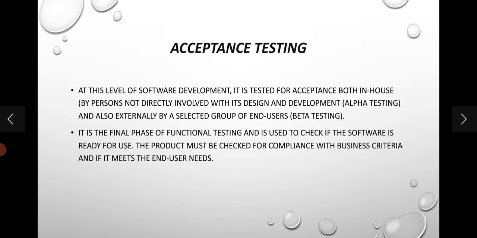The last testing level is acceptance testing. It is the final phase of functional testing, and it is used to check that the software is ready for use. The product must be checked for compliance with the business criteria, and that it meets the end user's needs. At this level of software development, it is tested for acceptance, both unit testing and integration testing, and also entirely by a selected group of end users.